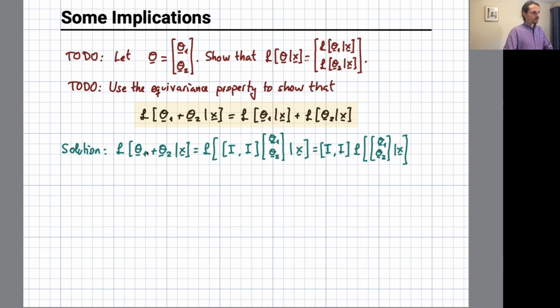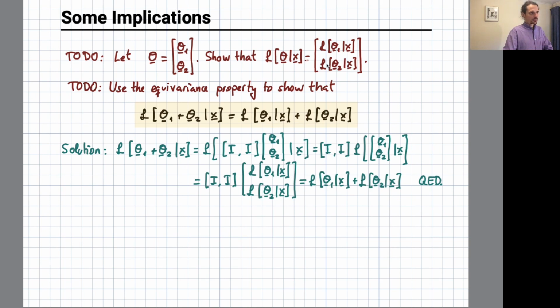Okay, here's the solution. The idea is that this sum of vectors can be written as this linear function of the result of concatenating vertically these two parameter vectors. And by the equivariance property, this matrix comes out, and this is what we recover. So one just applies what we have seen here to obtain this expression, and just by multiplying this matrix and this column vector, this is what we obtain. And this concludes the proof. So a very simple application of the equivariance property.